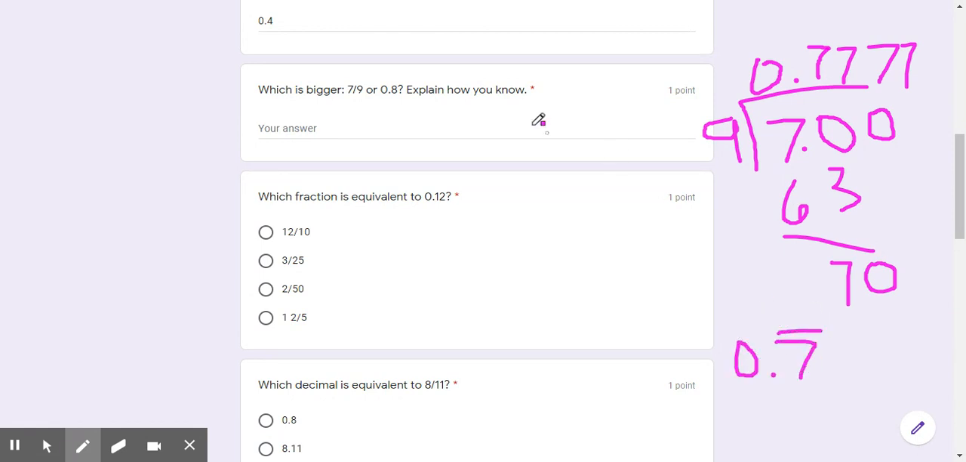Now, which is bigger, 0.8 or 0.7 repeating? They're pretty close, but 0.8 is bigger because 7/9 is, I'm going to use our word equivalent, is equivalent to 0.7777 repeating, which is smaller than 0.8.